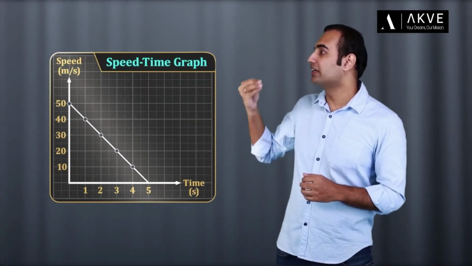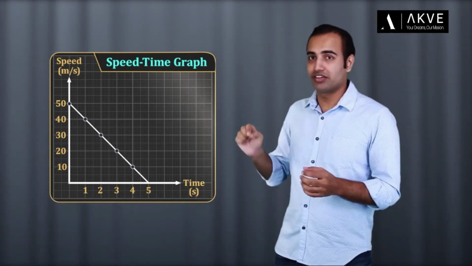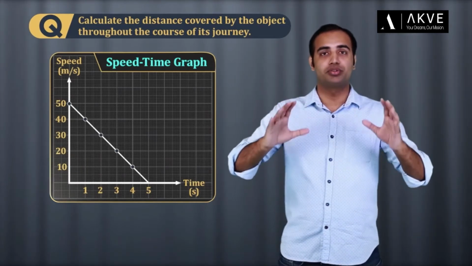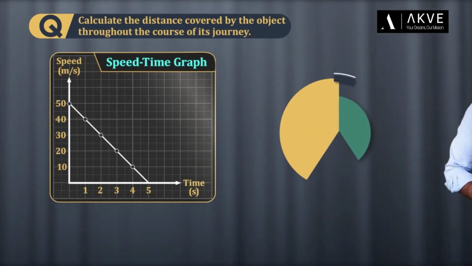So now that you're clear about all these concepts, let's go ahead and solve a simple problem before we end this video. So over here, you can see a speed time graph of an object moving in a straight line. Now based on this graph, you are supposed to calculate the distance covered by the object throughout the course of its journey. Take some time and try getting the right answer.